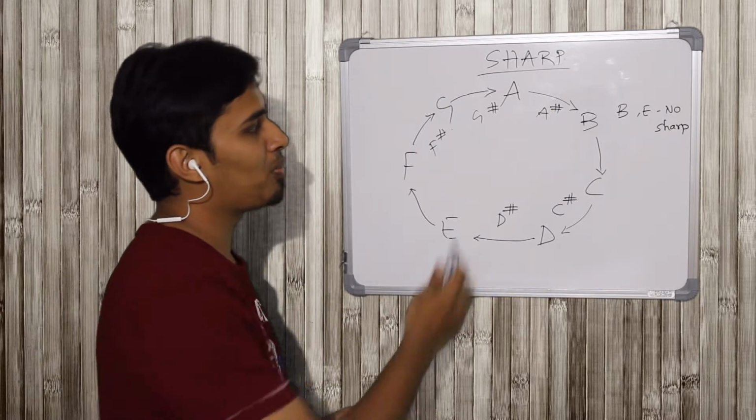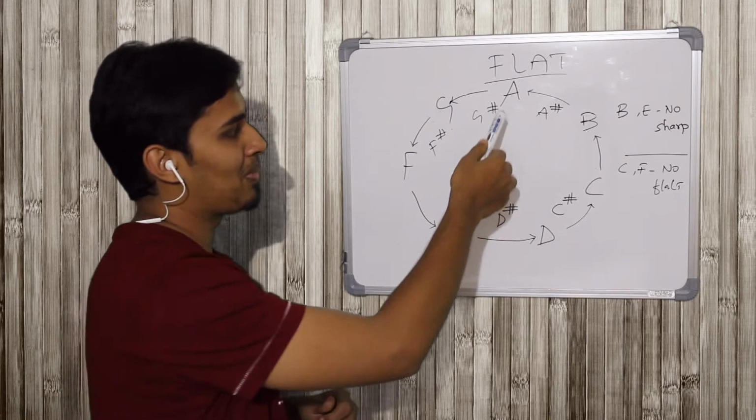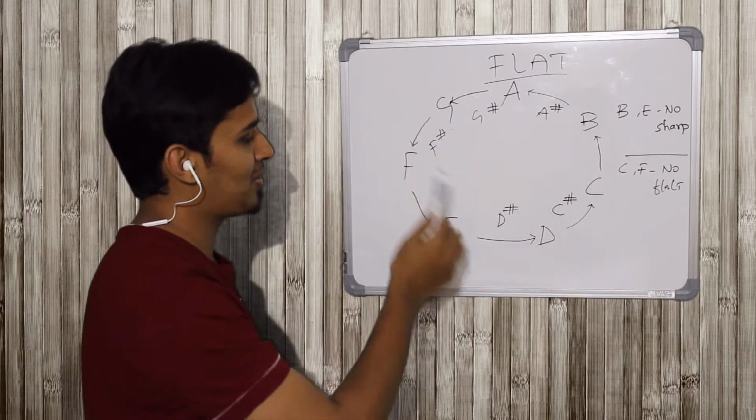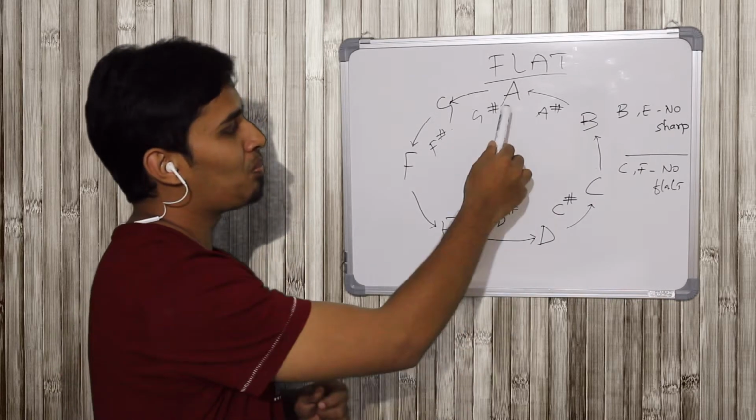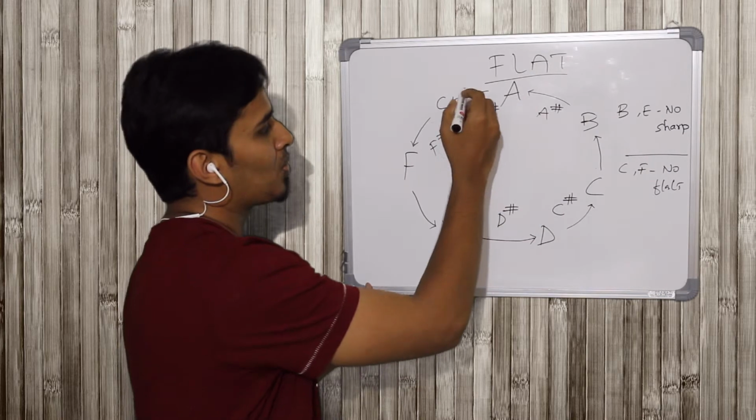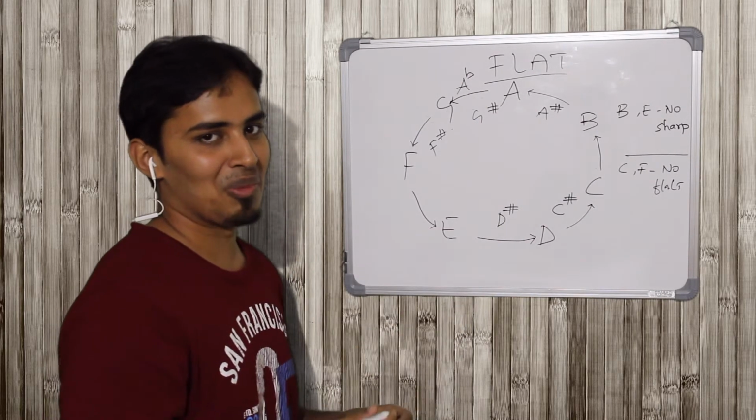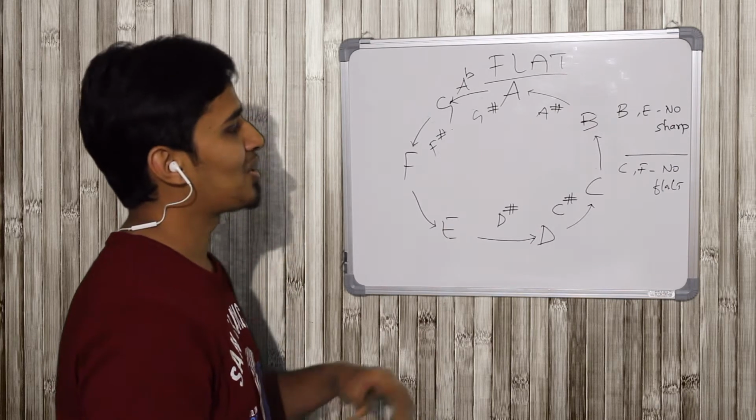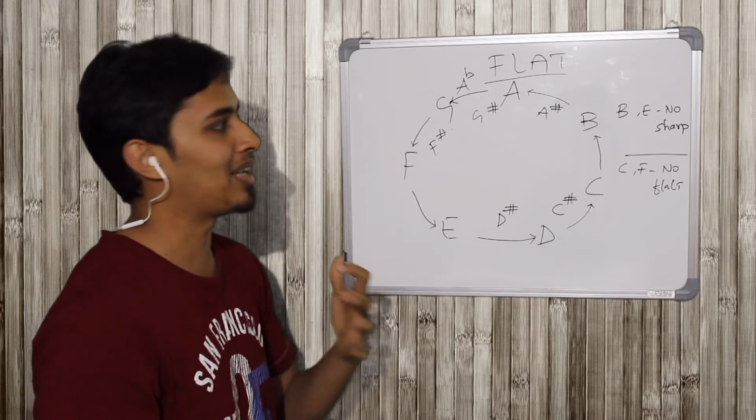Flats are basically when you go backwards, and we'll just take a look at it now. We are progressing backwards from A to G, G to F, F to E, E to D, D to C, B, and back to A. So when we move backwards from A, the previous note to A is called an A flat, which is the same note as G sharp. So G sharp and A flat mean the same note.